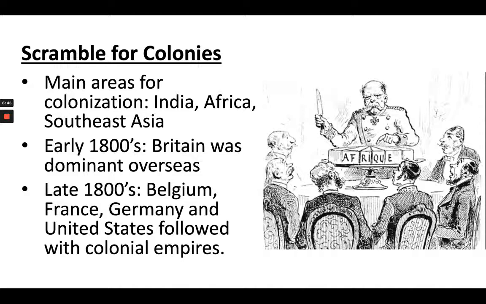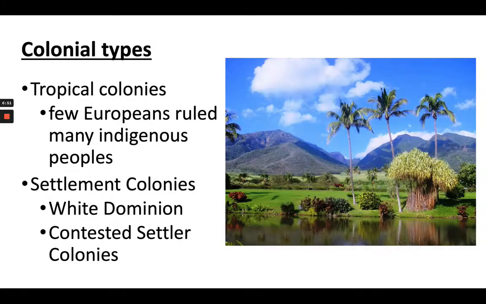So states who already had colonies will strengthen their control over those colonies. So what are our main colonial types? Well, you have sort of tropical colonies where a few Europeans will rule many indigenous peoples, right? So think the Congo in Africa, or India, or the island of Java, right?